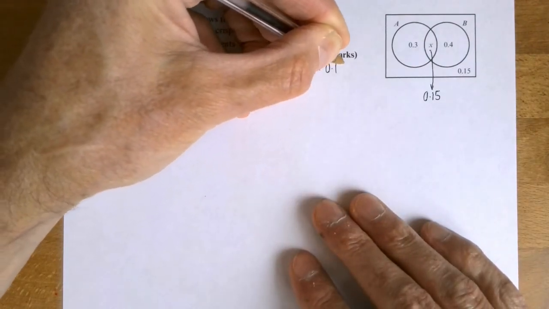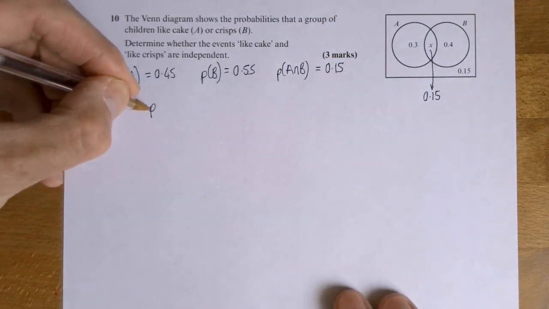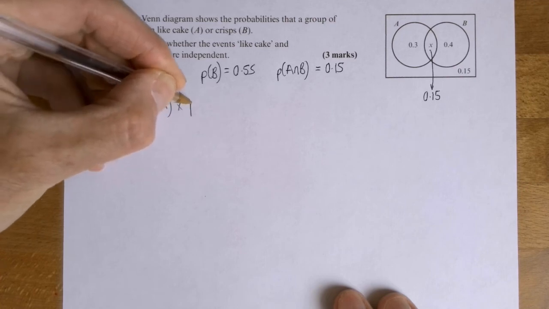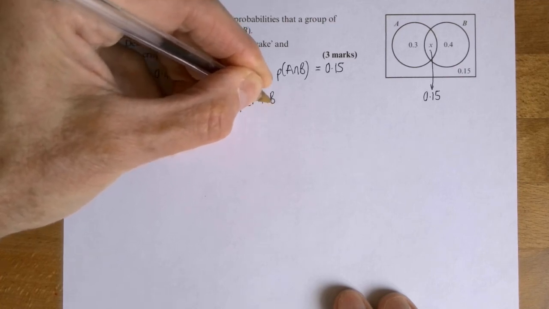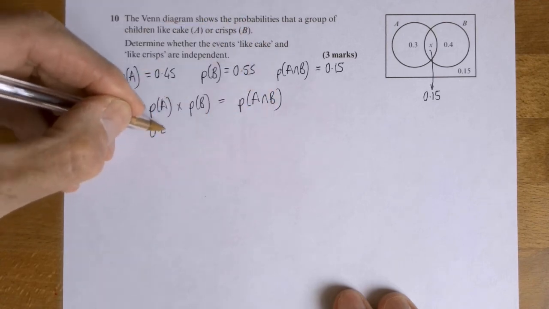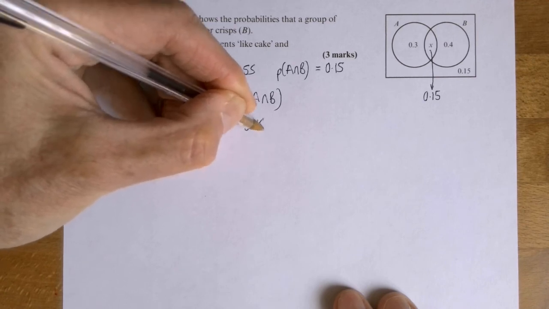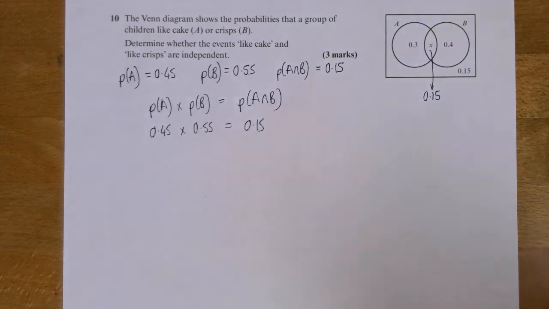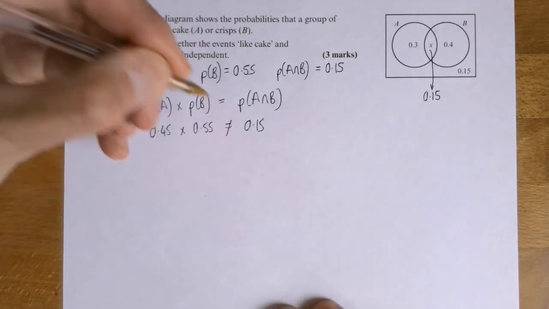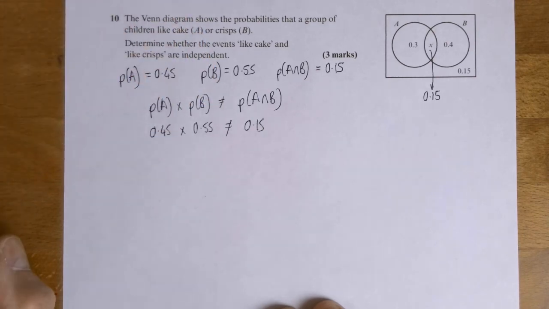So if they are independent, the probability of A multiplied by the probability of B will give us the probability of A and B. This is how we test for independence. So here we go. Does 0.45 times 0.55 equal 0.15? I can already sense the feeling of disappointment, it doesn't, does it? So that means they are not independent.